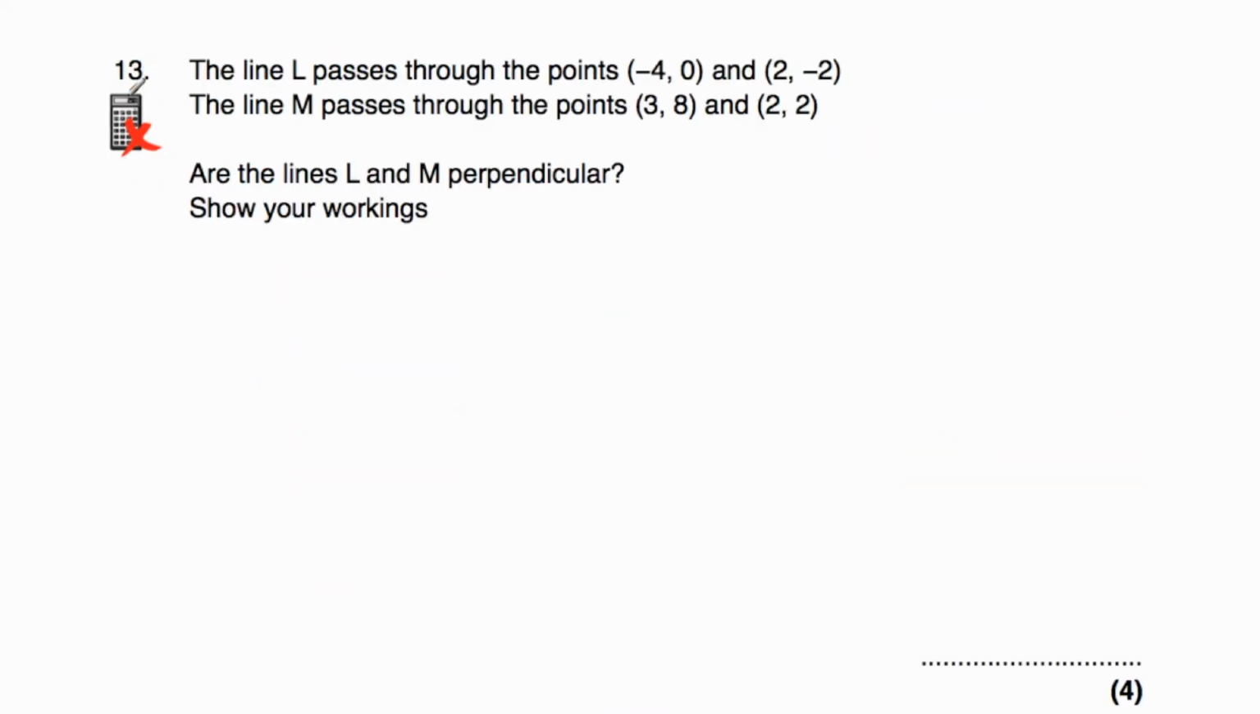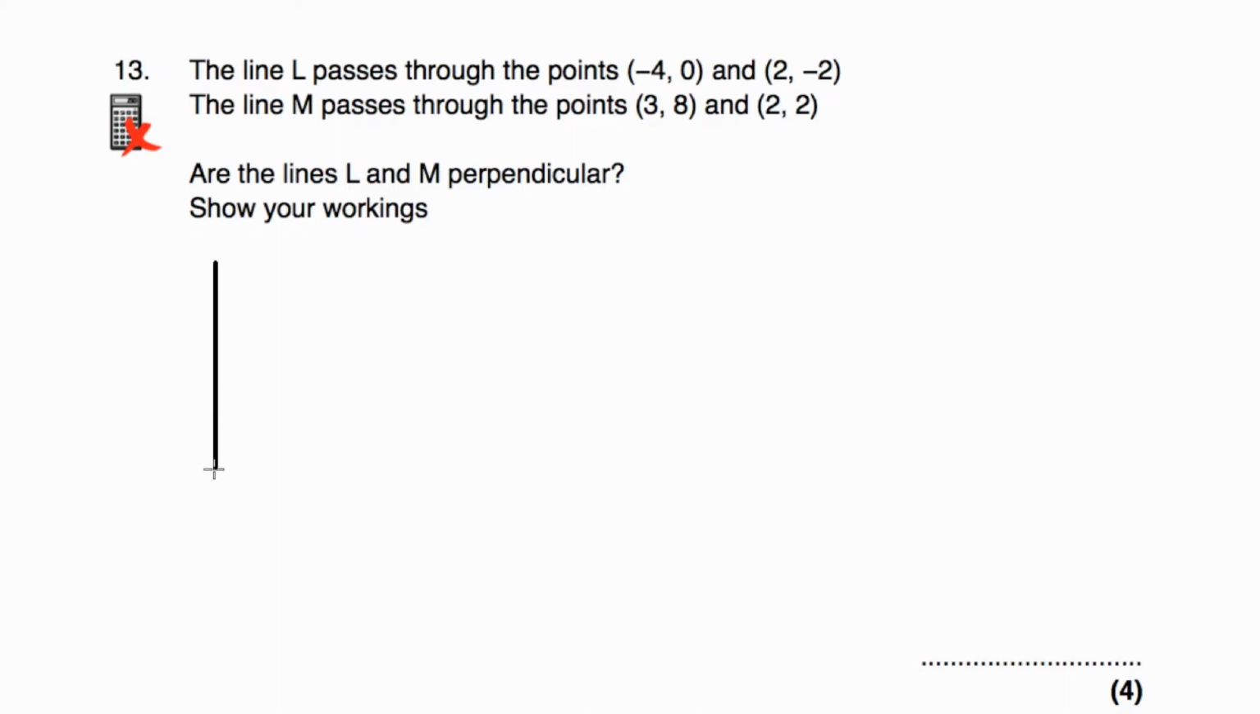Okay, let's have a look at question number 13. The question says the line L passes through the points (-4, 0) and (2, -2). And the line M passes through the points (3, 8) and (2, 2). And we're asked, are the lines L and M perpendicular? Show your workings. So let's work out the gradient of each one of those lines.